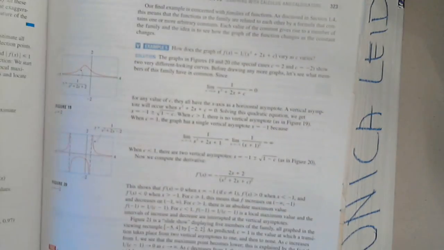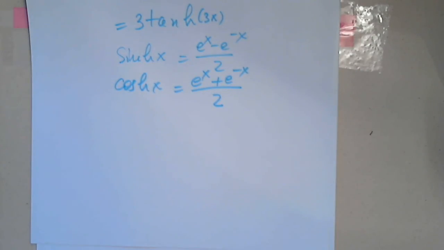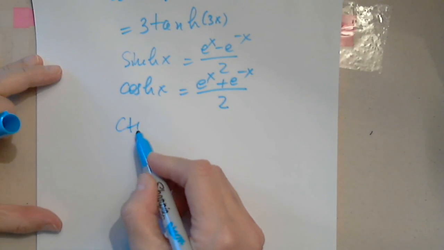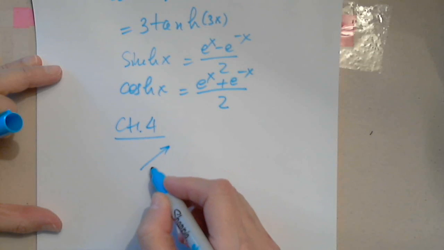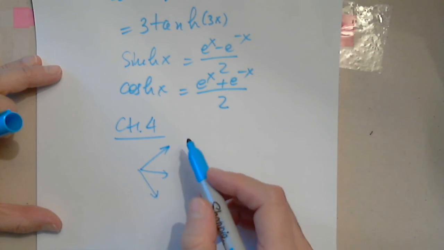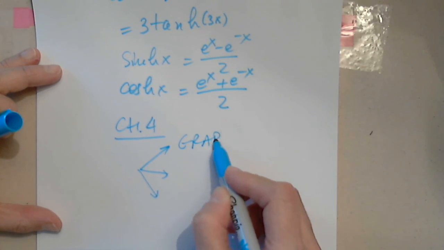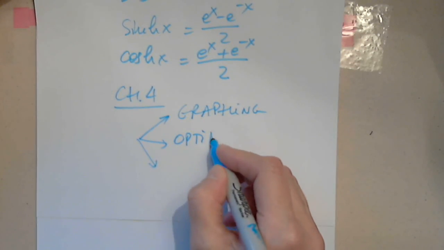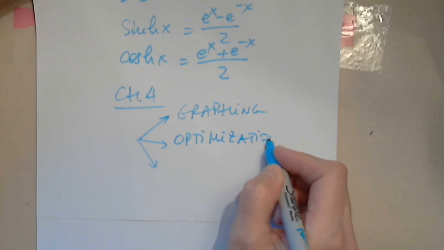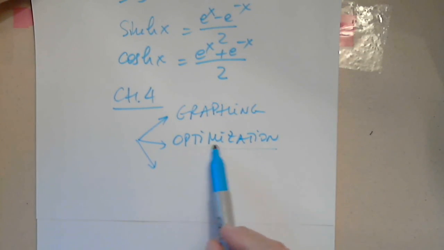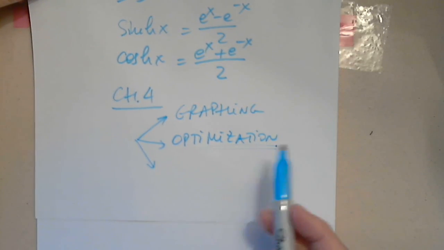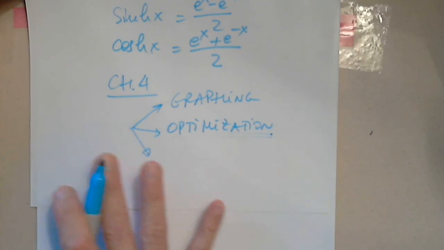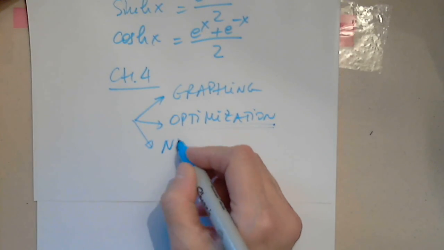So now another application, thank you, Derek. Remember in chapter 4, we are mainly looking at 3 different applications. One we just finished, graphing. The second one is optimization. Like with related rates, I can spend a month on this one. There are so many different situations. And the last one, which is the easiest of everything in my opinion, is Newton's method.